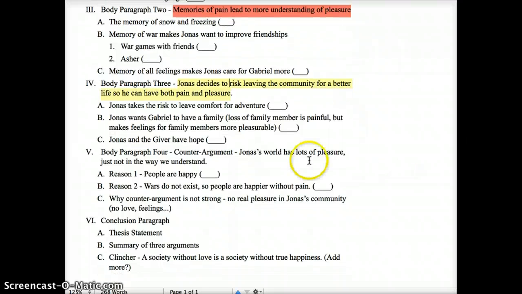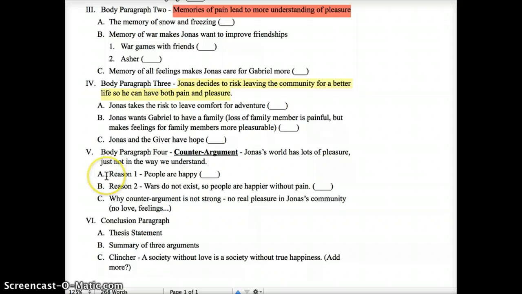All right, guys, body paragraph 4. Remember that this is our counter argument. I am going to underline, circle, bold that, whatever you need to do. It's our counter argument. So our argument was that there can be no true pleasure without pain. So what's the opposite of that? That we can have pleasure without pain. In fact, it's better when we don't have pain. And we can support that by saying that Jonas's world has lots of pleasure, just not in the way that we understand. Okay, and this body paragraph is not a power paragraph.